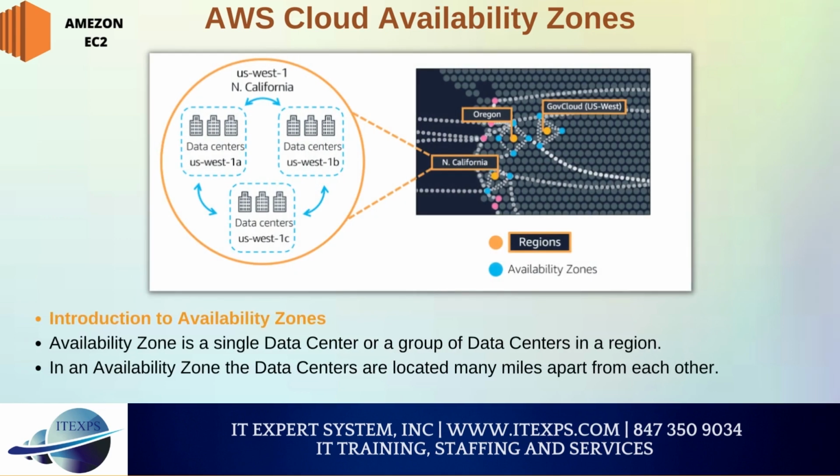Availability Zones Illustration. This picture illustrates how the availability zones work. There are 3 regions: N California, Oregon, GovCloud. The regions have availability zones displayed as a grid around them. The picture zooms in on the N California region. N California has an availability zone of 3 groupings of data centers: US West 1A, US West 1B, and US West 1C.